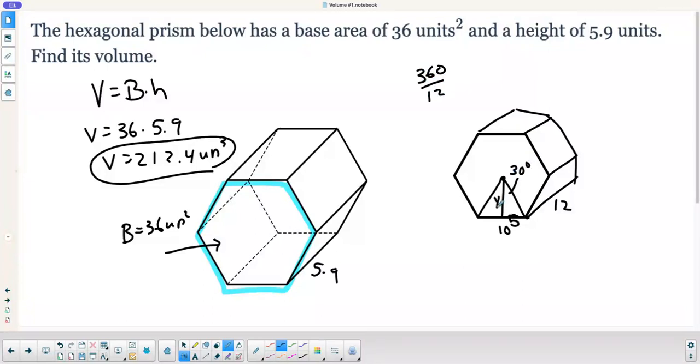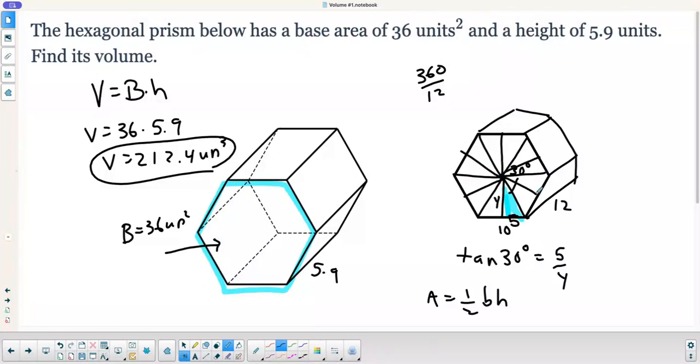Then you could find that side right there by using tangent. Tangent of 30 would equal the opposite leg over the adjacent. Once you find y there, you can find the area of that triangle by using the area of a triangle, 1/2 base times height. Once you have the area of that little triangle, you could multiply it by 12 because there'd be 12 of those to fill in that hexagon, because I'd have 6 big triangles, which would mean I'd have 12 small right triangles. Anyways, just wanted to touch on that. Make sure you remember.